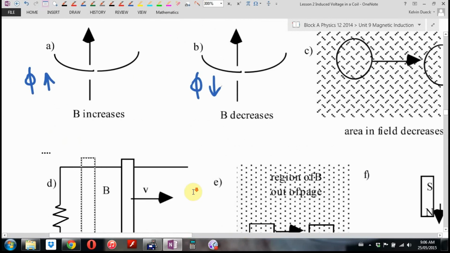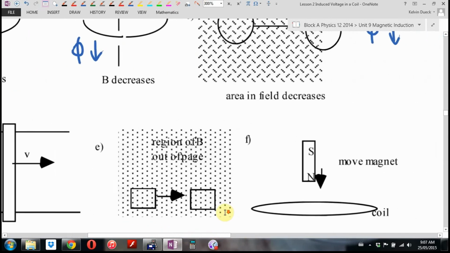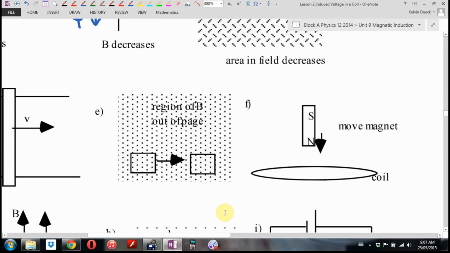We're going to come back to situation D in a second. Situation E, we're moving that coil inside the magnetic field. What do you notice about the number of magnetic field lines coming through it? Increasing, decreasing, or staying the same? Staying the same. That's why you will not get any induced voltage here.